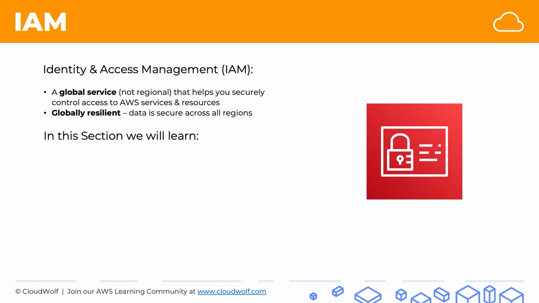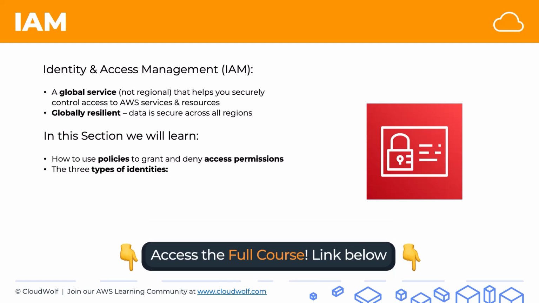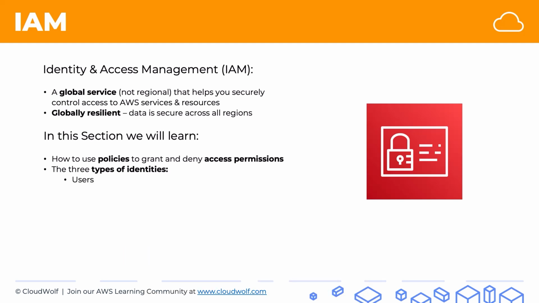And here's what we'll learn in this section. We will learn how to use policies to grant and deny access permissions. We will learn about the 3 types of identities: users, groups, and roles, and we'll dive into each one of them and get hands-on experience with each one of them, except for roles. Roles, we will cover the theory in this section, but we will get the hands-on experience in an upcoming section about EC2, and you'll find out more about why we've structured it this way when you get up to the tutorial on roles. Then we'll cover off the principle of least privilege, how to grant only the permissions that are necessary for the right users, not more than that.